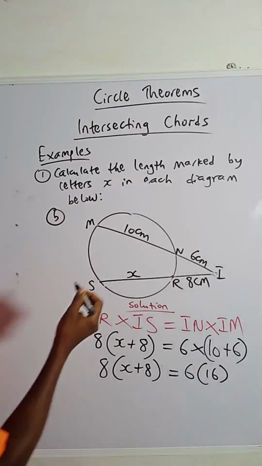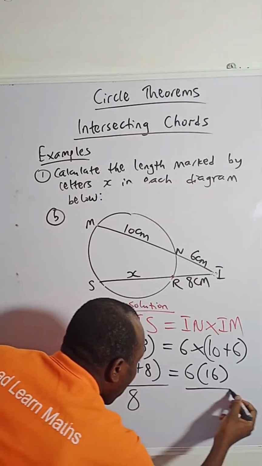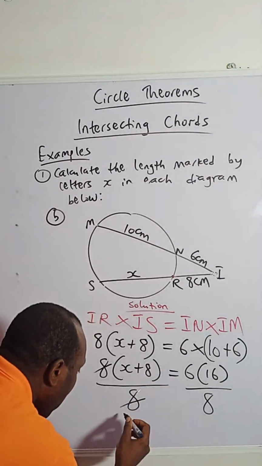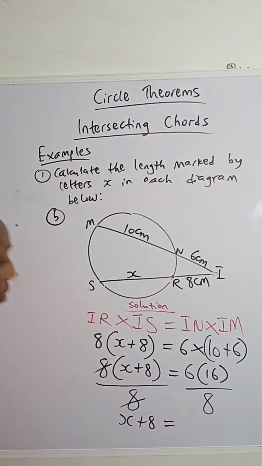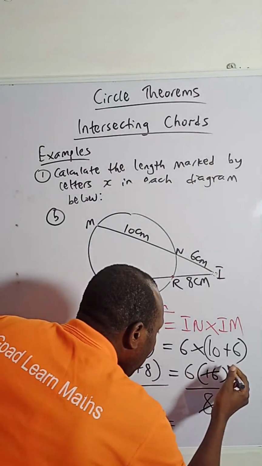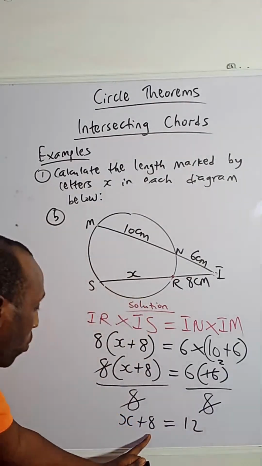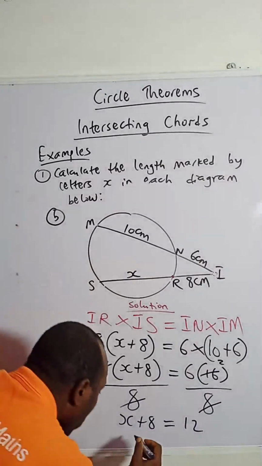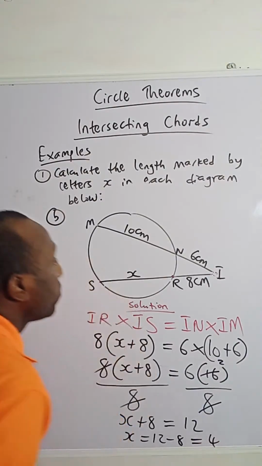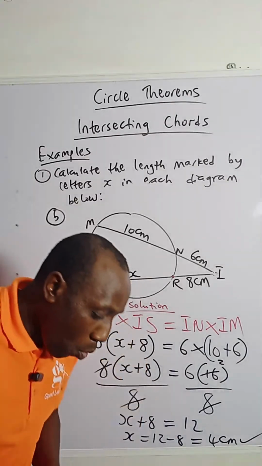All right, good. So I can divide both sides by what? By 8. So I'll divide both sides by 8 here and by 8 here. 8 cancels 8. All right, and then I have X plus 8 is equal to 8 goes into 16 2 times. You do 2 times 6, which is what? 12. And then when you move 8 to the other side, you have 12 minus 8. So X is equal to 12 minus 8, which is equal to what? 4. So you have 4 centimeters as your answer. If this is clear to you, type 1 in the comment.